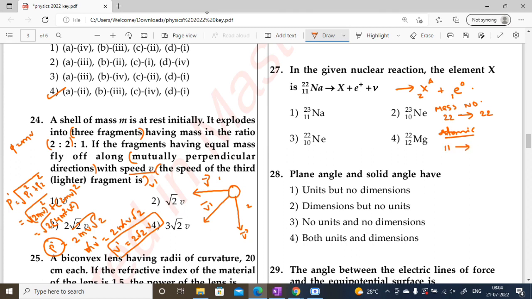We have an element plus a positron. The positron takes one of the protons, which means this X should have 10. By conservation, since the left hand side has 11 and the positron has taken 1, it has to split as 10 plus 1. So let me check the options. This X should have atomic number 10 and mass number 22, which is the third option.